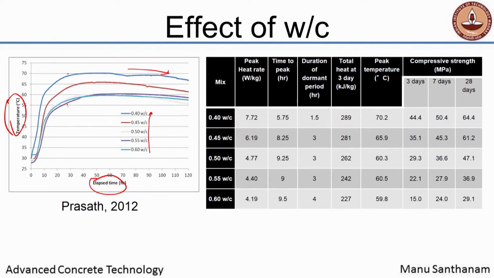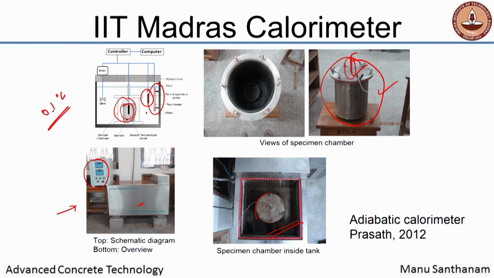Okay. Now, you may notice that there is a small decline in the temperature. That was because of an improper design of our calorimeter in the beginning. I showed you earlier the picture of the calorimeter. Okay. You see that there is a lid on the top here.